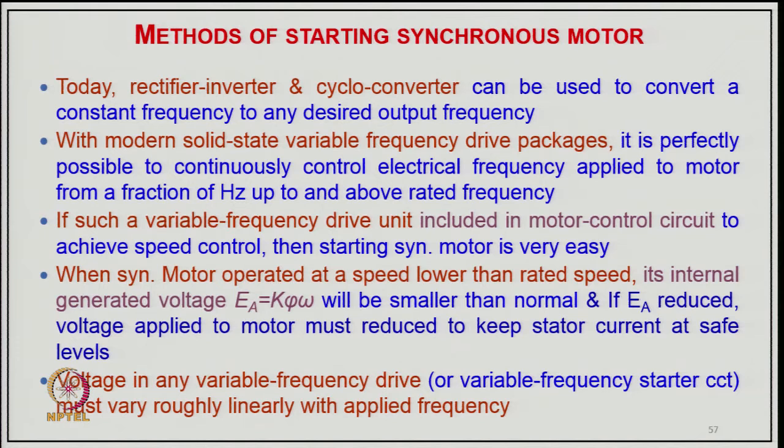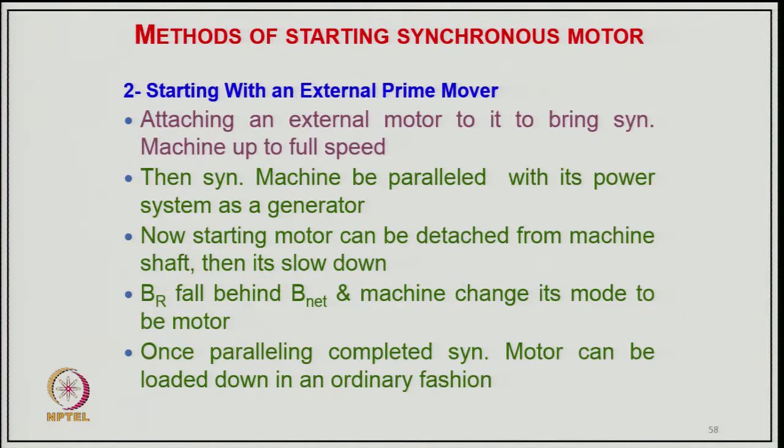When a synchronous motor is operated at a speed lower than the rated speed, its internal voltage E_A equal to K phi omega will be smaller than the normal voltage. So, if E_A is reduced, the voltage applied to the motor must be reduced to keep the stator current within a safe limit, and the voltage at any variable frequency must vary roughly linearly with the applied frequency, as we discussed in the case of the induction motor.